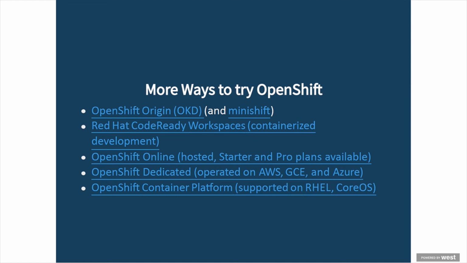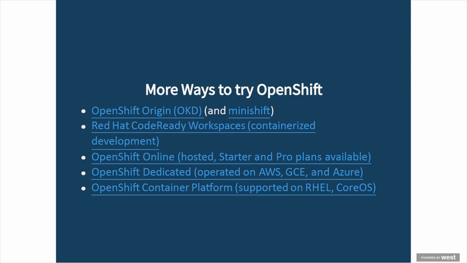Developers can try Red Hat CodeReady Workspaces for fully containerized development, including an IDE. OpenShift Online is an easy way to try OpenShift in a hosted manner using the starter or pro plans. OpenShift Dedicated is a way to have OpenShift operated by Red Hat and available on AWS, GCE, or Azure. OpenShift Container Platform is the most analogous to RHEL. It's supported by Red Hat, but administered by you.